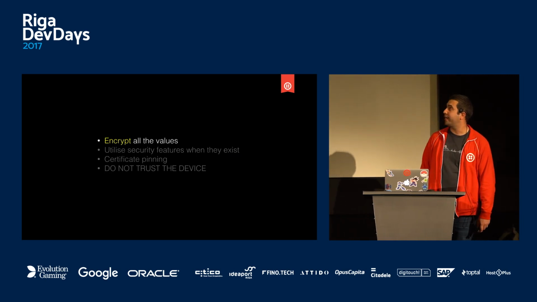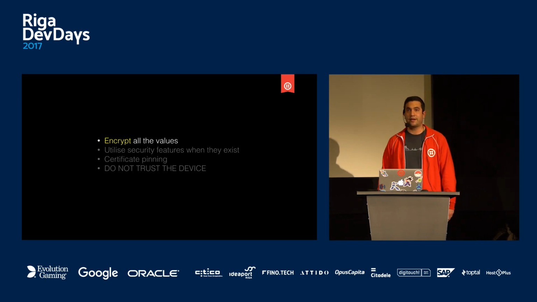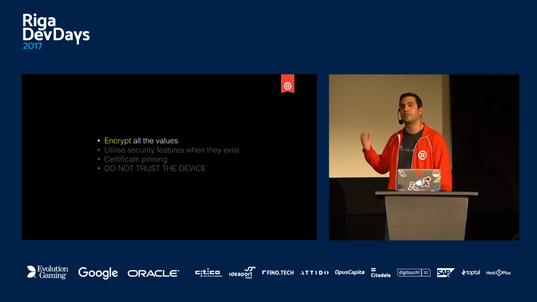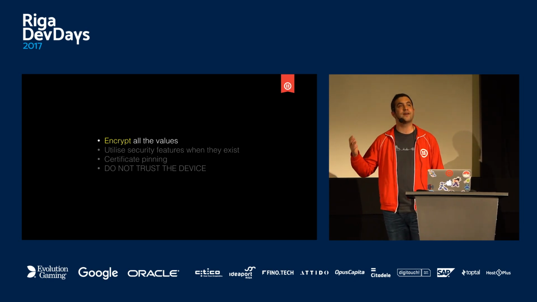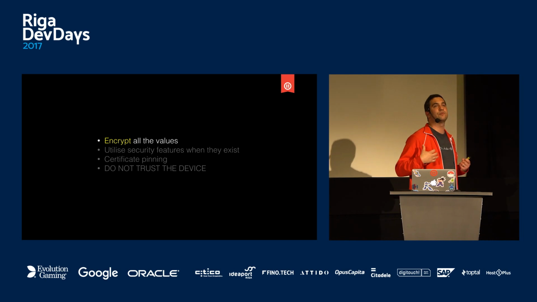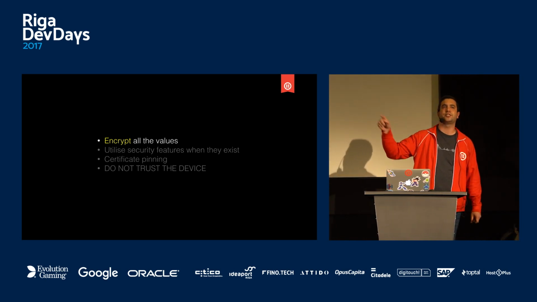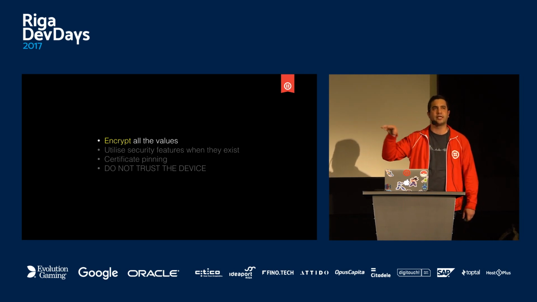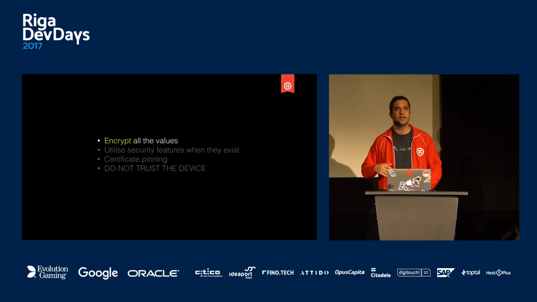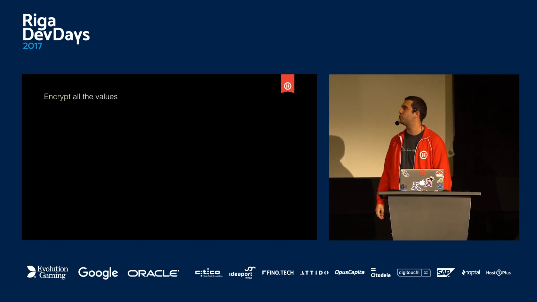The first one is simple. Encrypt all the values. As you've seen before, when I showed you the HTTP request, all the values were in plain text. There was nothing encrypted. Everything was really readable. And if you know what you're doing, it's very easy to just replicate this and do it time and time again and get free beer time and time again. So encrypting all the values is super simple.